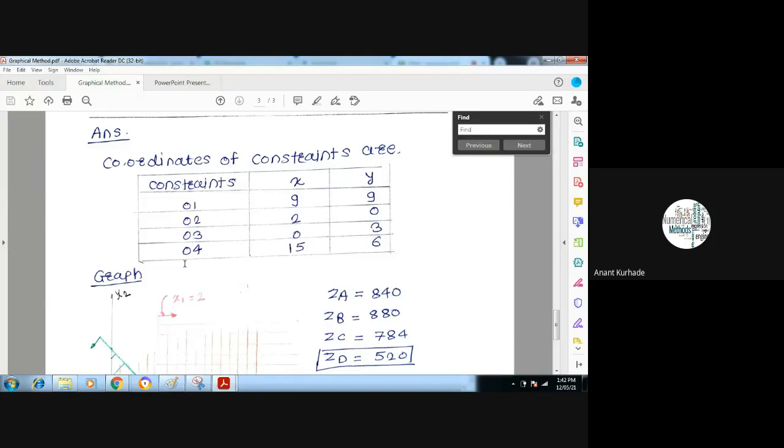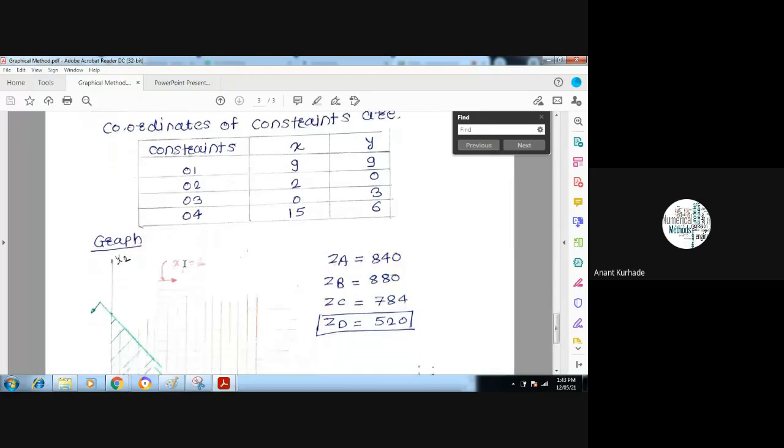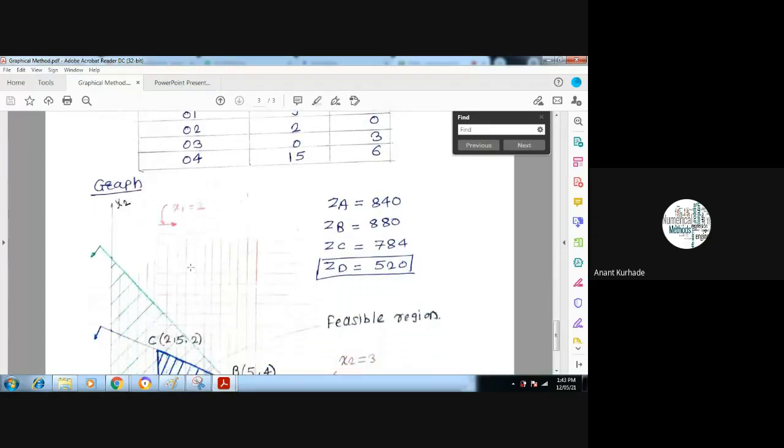Now, observing the number of constraints, remember we have to draw 4 lines. We don't know whether they are inclined or straight. Okay, 4 straight lines, and we will move one by one. I have drawn them all here. Just remember the coordinates.